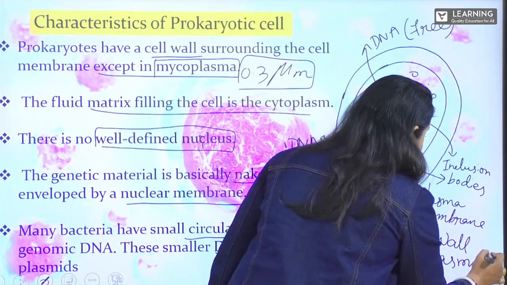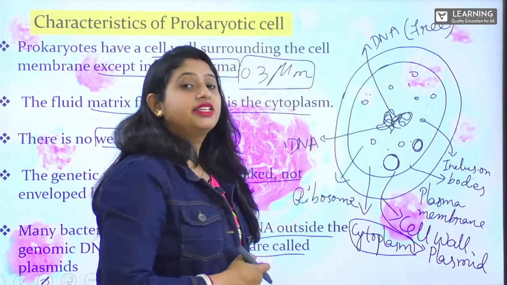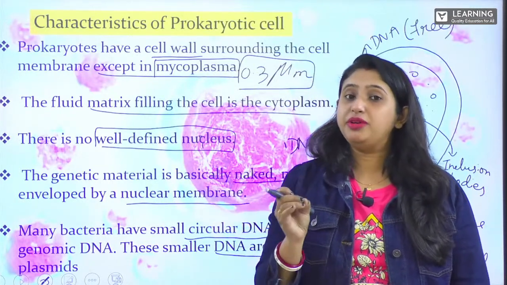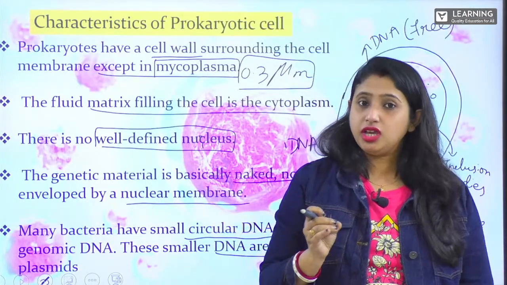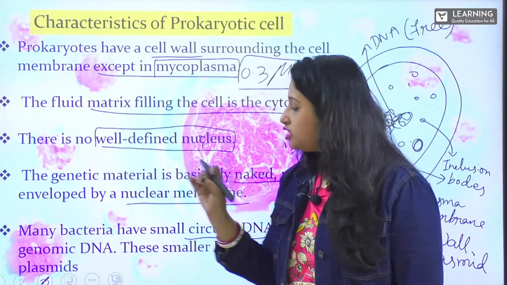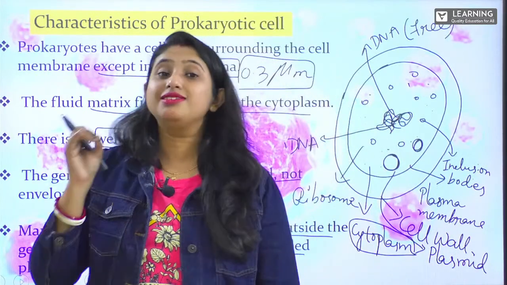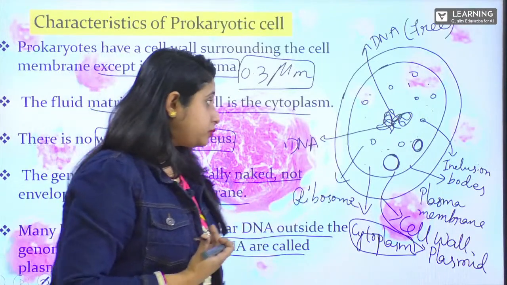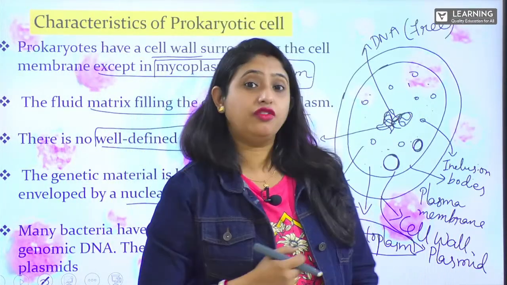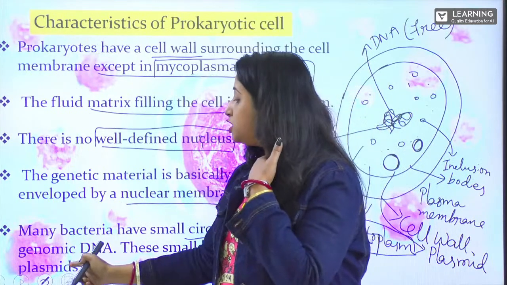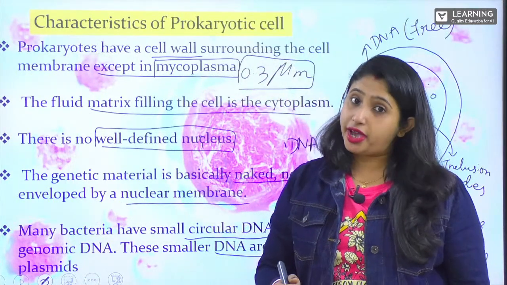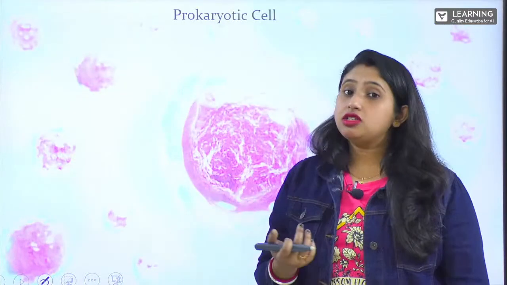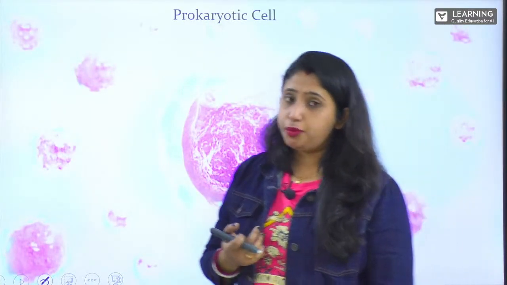So what is this plasmid? This plasmid is the extra chromosomal circular DNA that has the capacity to self-replicate. Plasmid is the extra chromosomal circular self-replicating DNA. It is also present in the bacterial cell, and this plasmid also acts as a vector. Next, let us talk about the structure of the prokaryotic cell.